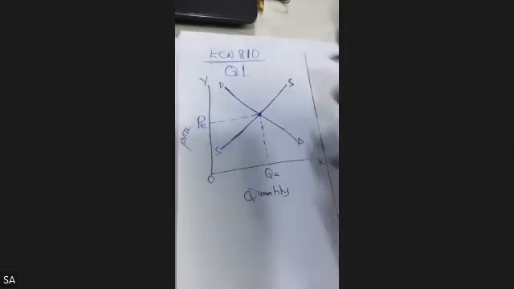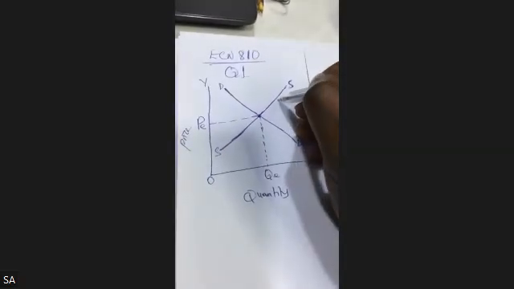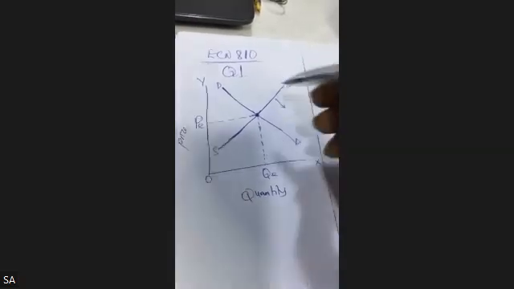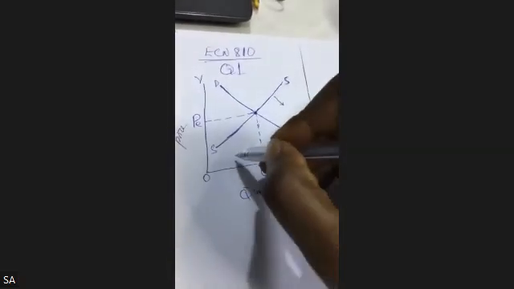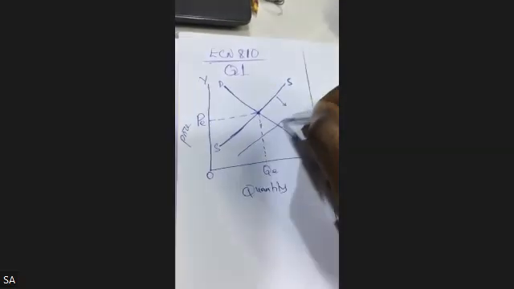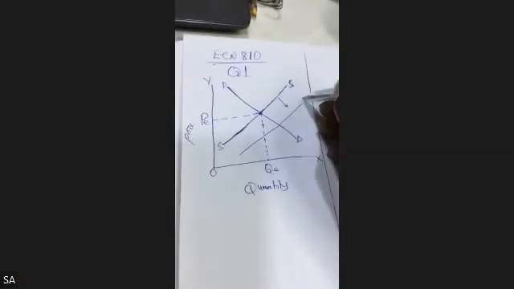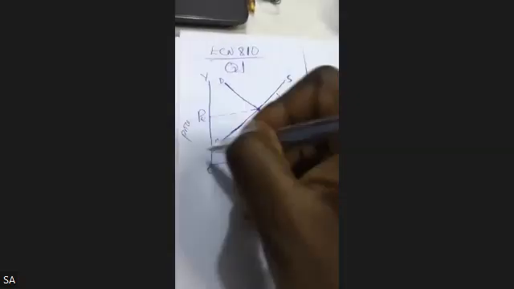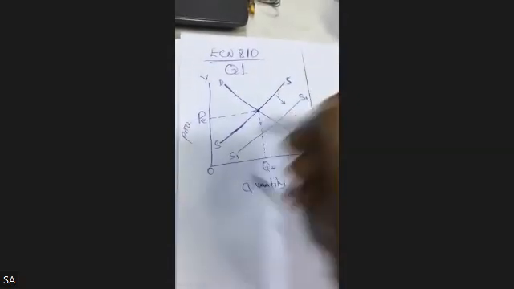I'm going to give you a short note. A downward shift of the supply curve means an increase in supply. So let's call this one X1. Okay, we call this X1.